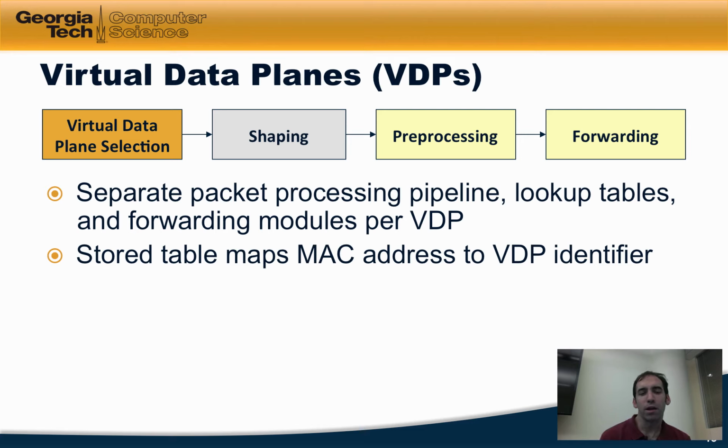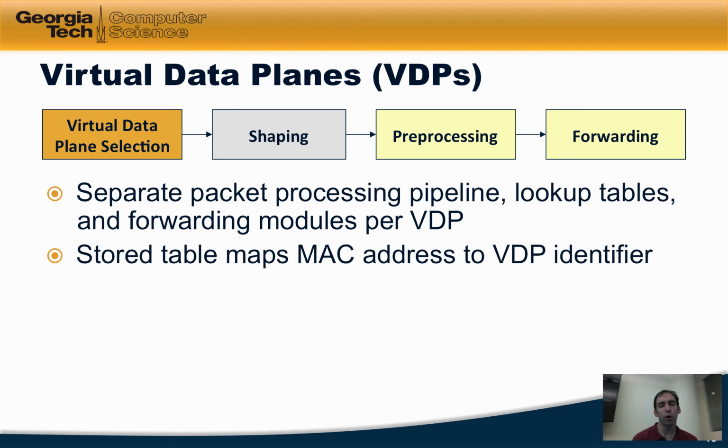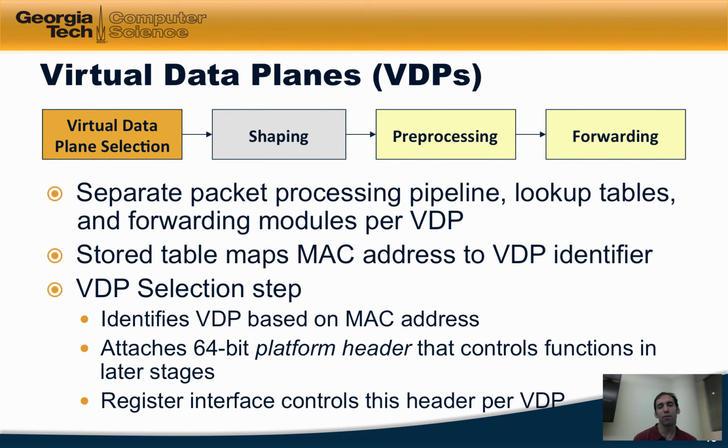A table in memory maps the source MAC address on the incoming packet to the virtual data plane identifier. Based on that virtual data plane that the packet is mapped to, Switchblade then attaches a 64-bit platform header that controls the functions that may be performed in later stages. The header can also be controlled from high-level software programs using a register interface. Switchblade does have a traffic shaping step, but we will not talk about that step in this lesson. Let's proceed to the step where Switchblade performs pre-processing on the traffic.